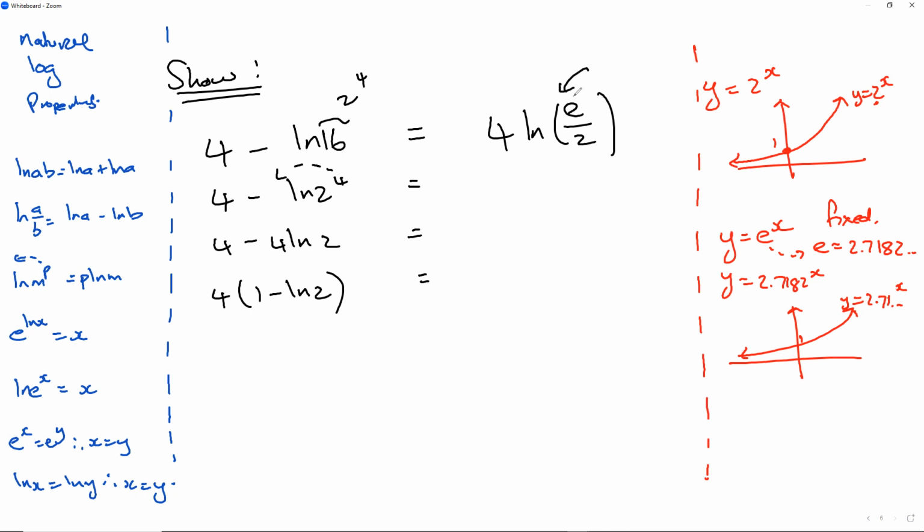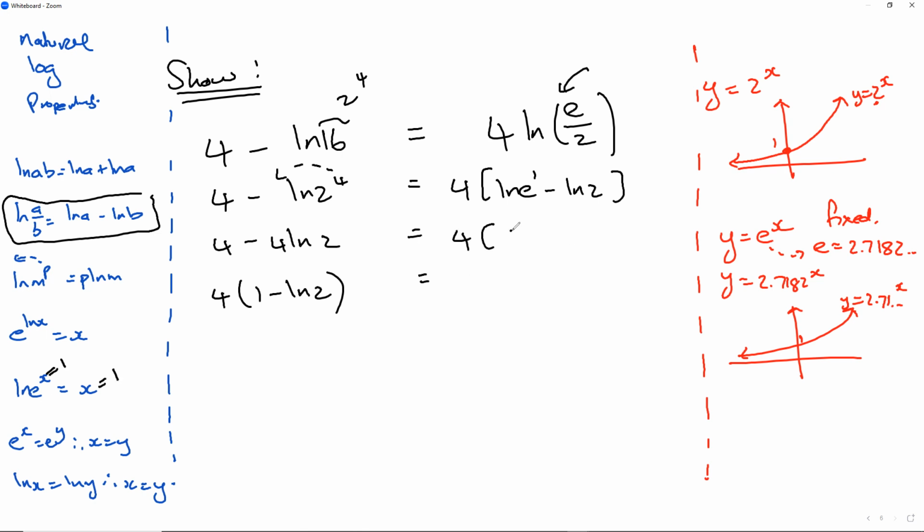Over here, I've got the division rule, which is that part over there. And I get 4 multiplied by ln e minus ln 2. Now, ln e to the power of x is x. So if this is power 1, then that number equals 1. So ln e equals 1. So this will be 4 times 1 minus ln 2. And so we're done. Those two are equal. So the left-hand side equals the right-hand side. And this is just part of the fundamentals of the natural logarithms.